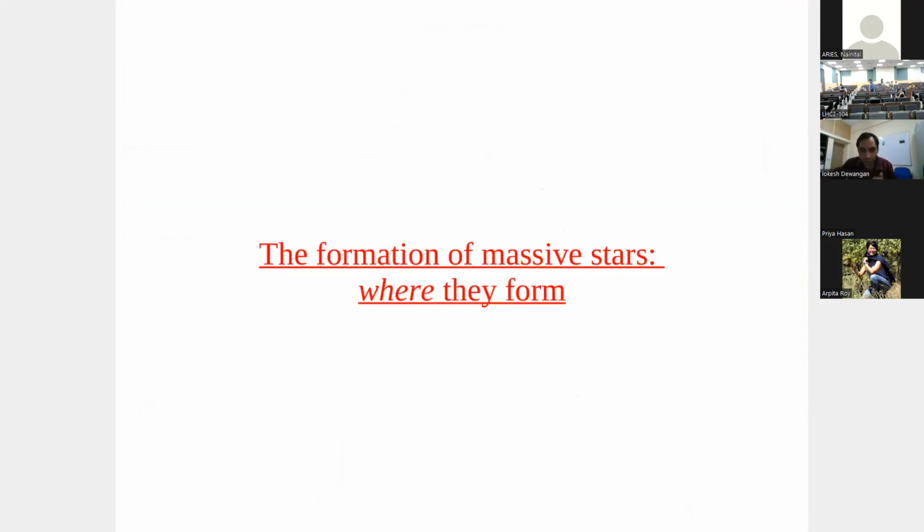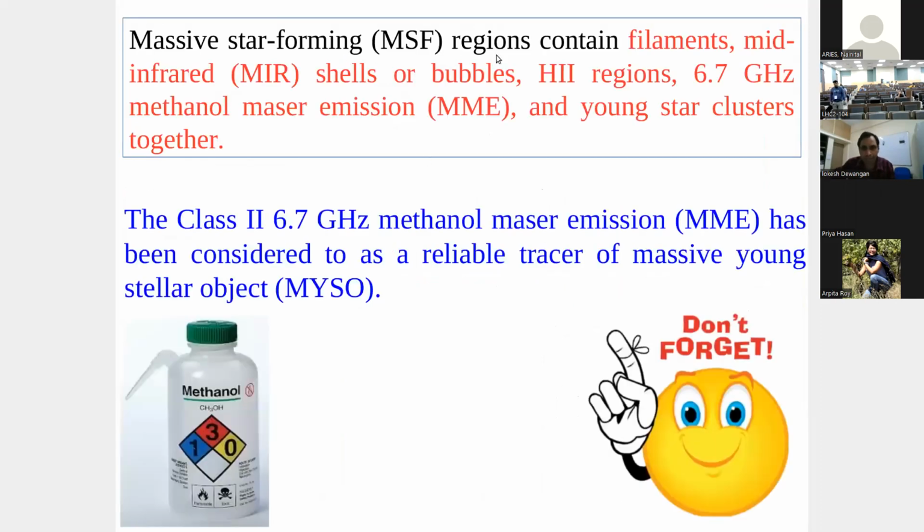So what are the locations where we should study massive stars? The massive star forming regions contain filaments, mid-infrared bubbles, HII regions, 6.7 gigahertz methanol masers, and young clusters. Remember this 6.7 gigahertz methanol maser, I will come back to it. Why am I giving more emphasis to the 6.7 gigahertz methanol maser? Because these kinds of masers are exclusively found with massive stars. They are not detected with low mass stars.